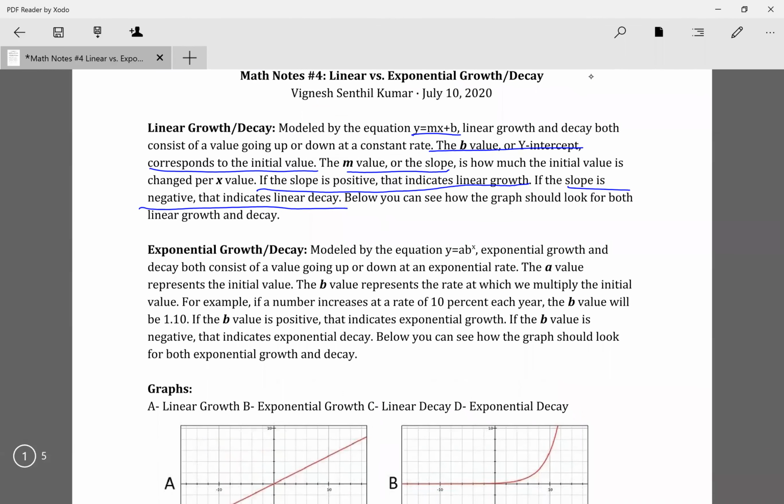Now we have exponential growth slash decay. This is modeled by the equation y equals a b to the x power. The a value is the initial value, much like how b is the initial value in the linear equation, and the b value is the rate at which we multiply the initial value. For example, if a number increases at a rate of 10% per year, the b value is 1.10. And say like for linear growth slash decay, if b is greater than 1, it's exponential growth. If b is less than 1, it's exponential decay.